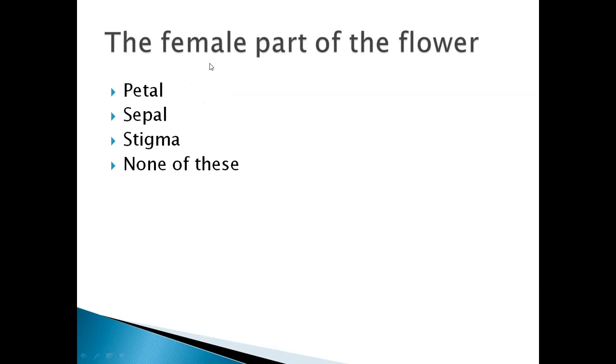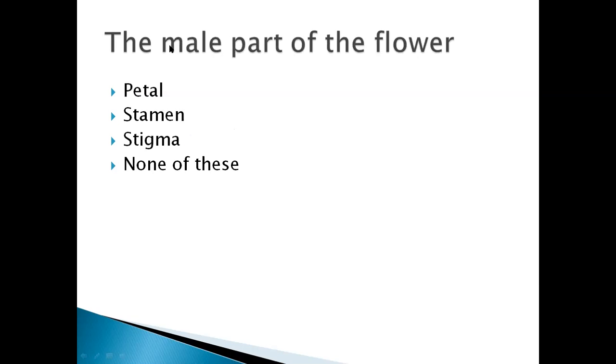The female part of a flower: petal, sepal, stigma. Not petal, not sepal, stigma. This is the female part of a flower. The male part: stigma, or stamen. This is the male part of a flower. And petal is the bright or colorful part of the flower, which attracts insects and also gives scent, smell. So what is the male part? Stamen.